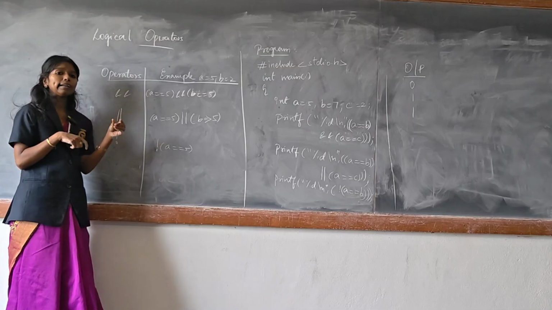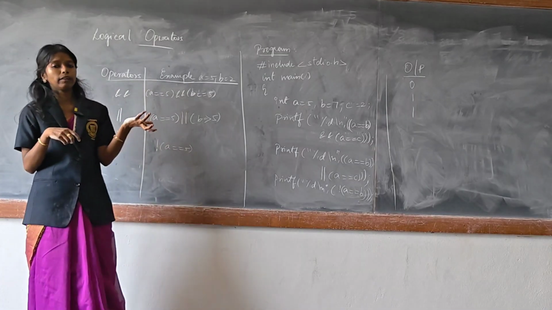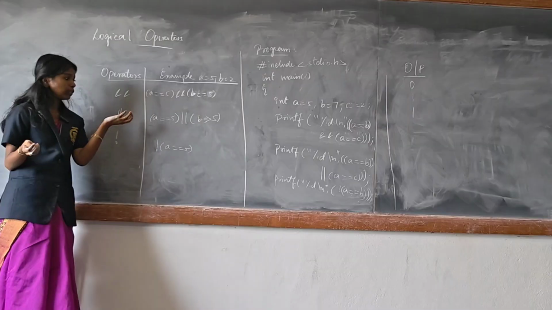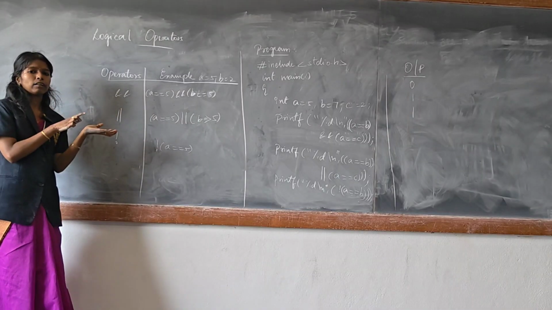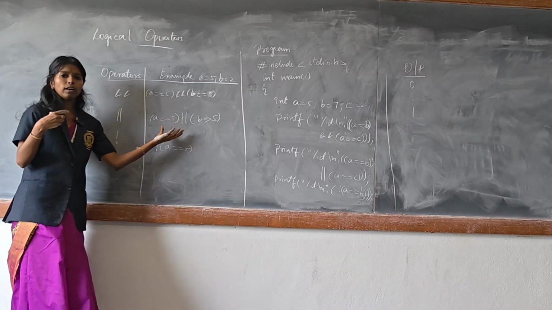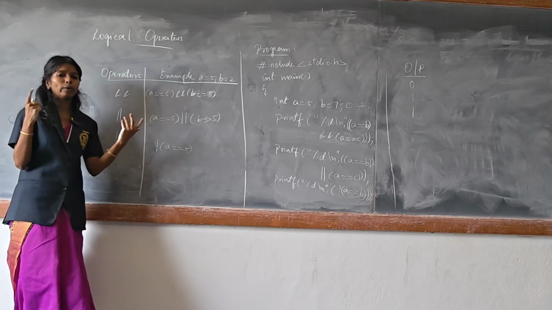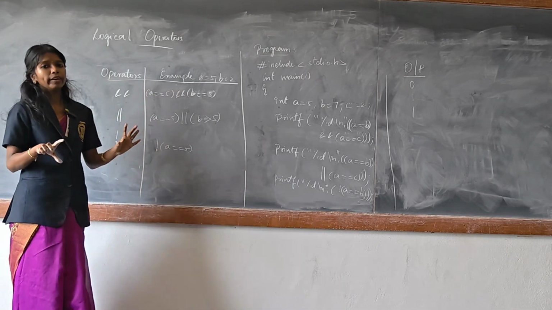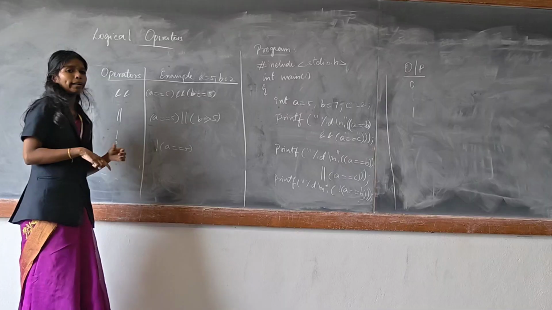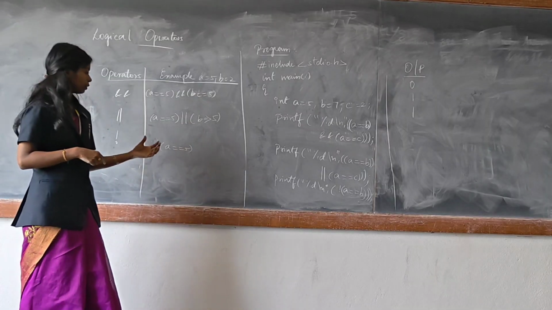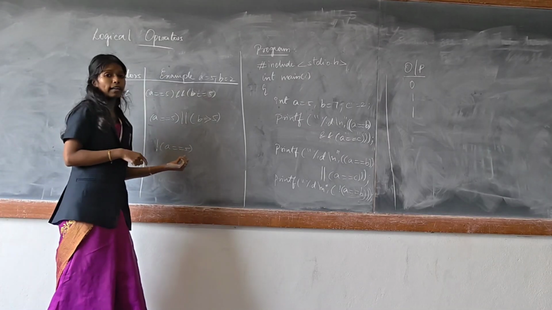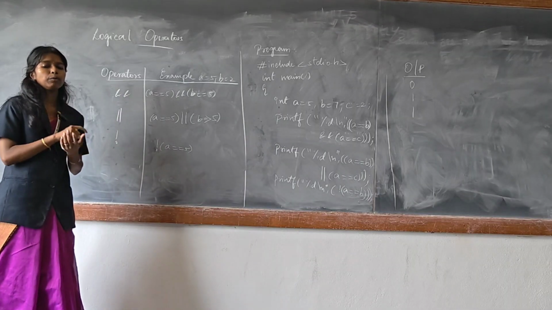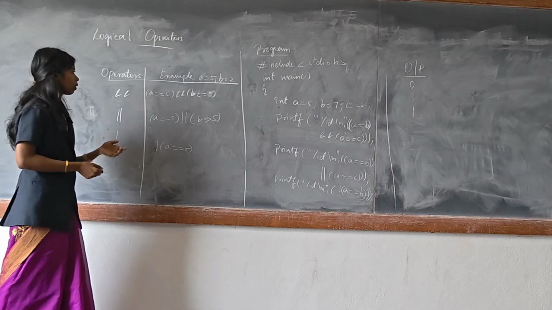So for the OR operator, if either one operand is true, we get 1. Which means either the first condition is true or the second condition is true. If either one satisfies the condition, we get the output as 1. The NOT operator is satisfied if the condition is true, we get the output as 1.